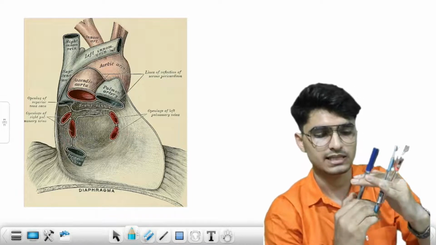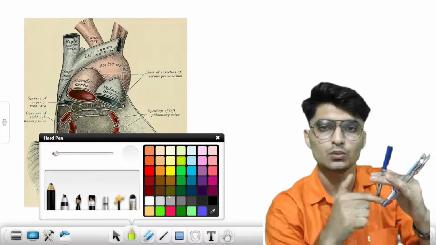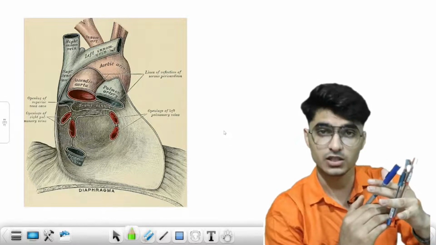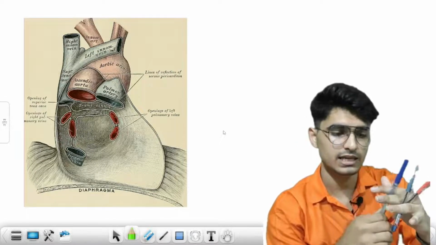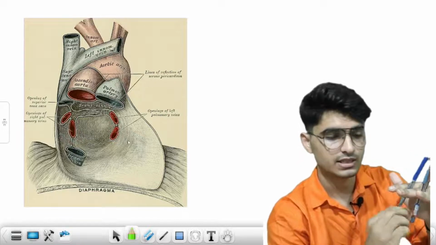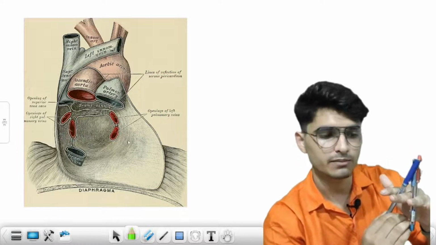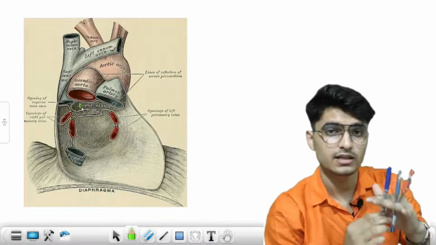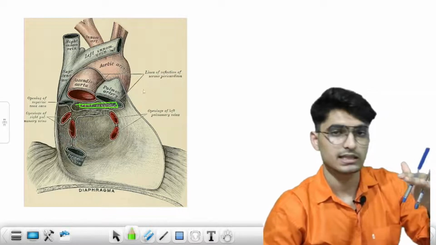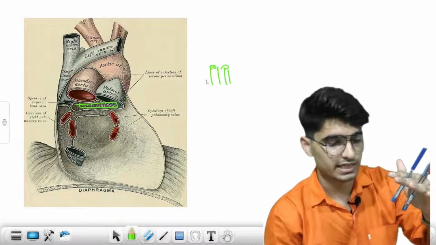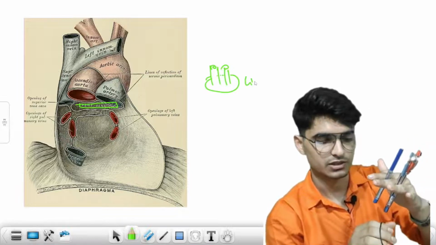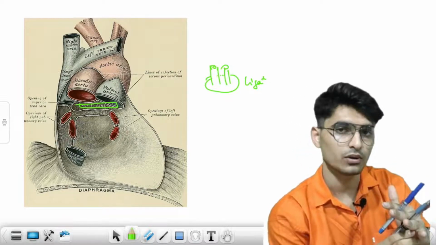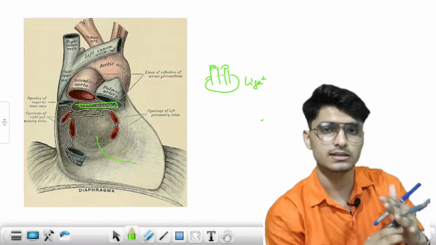Now there is a space, and this space is called the transverse sinus, which is opened at both these ends. Posteriorly we have the SVC, anteriorly we have these great arteries, inferiorly we have the left atrium, and superiorly we have the parietal layer of the pericardium. The significance is that since this transverse sinus is opened at both ends, we can pass our ligature through it, like this, in order to tie these arteries during major surgeries of the heart.